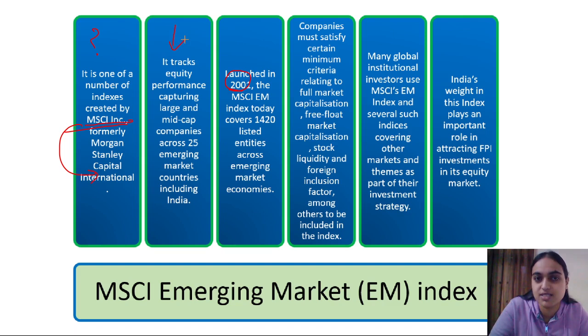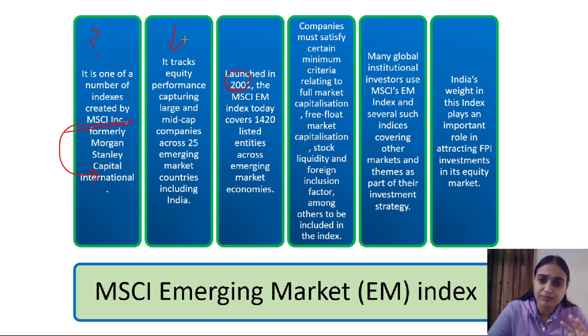Emerging market countries, which include India, the equity performance of their various companies is tracked by the index. Around 1420 listed entities across various emerging economies are part of this index, whose equity performances are tracked through the index. There are different criteria to become part of this index. There is a need for the market capitalization to have certain stock liquidity.